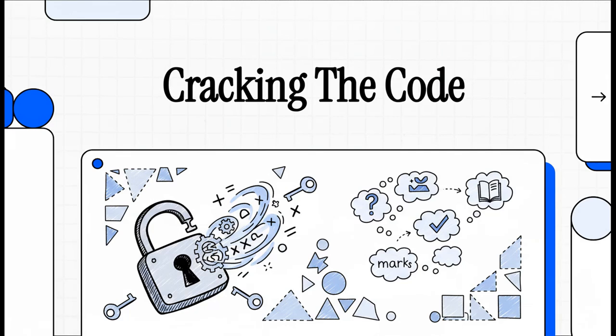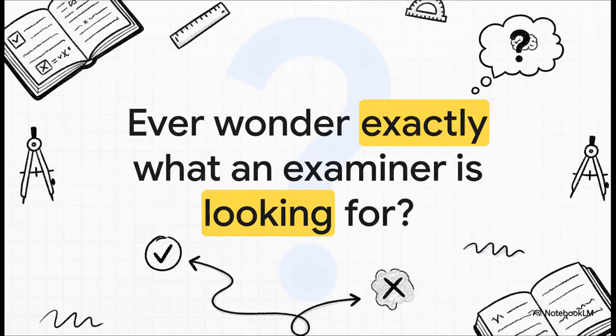All right, let's get right into it. Today we're going to take one single GCSE maths question and figure out exactly how to get every last mark. And how are we going to do it? By cracking the code of the official examiner's mark scheme to see precisely what they're looking for. Let's dive in. You know that feeling, right?